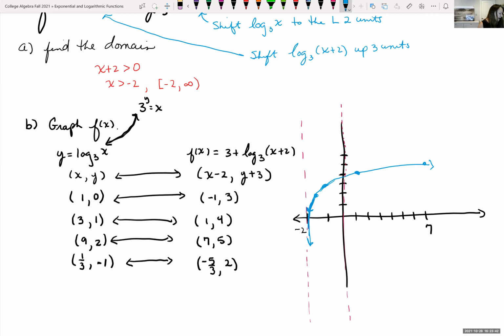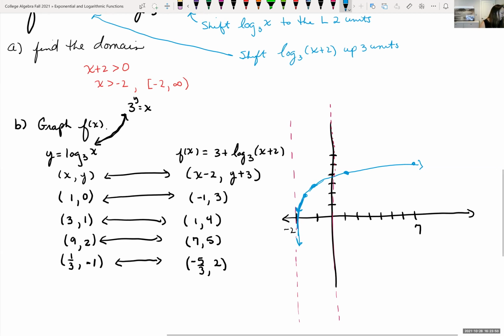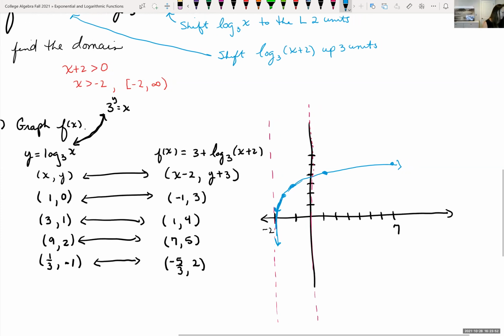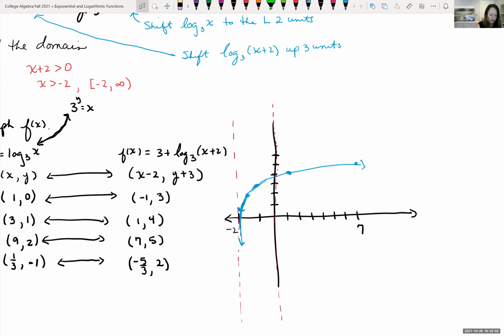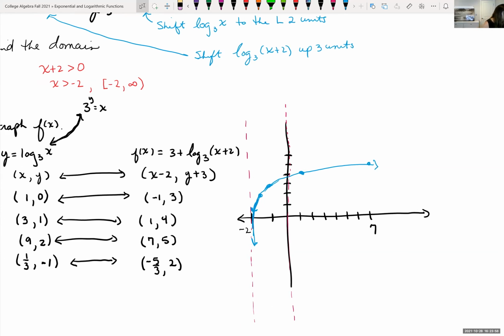From the graph, determine the range and any asymptotes of the function. Well, the range. The range for logs is always negative infinity to infinity. So our range is negative infinity to infinity. And our vertical asymptote that we just mentioned was x equals negative 2.